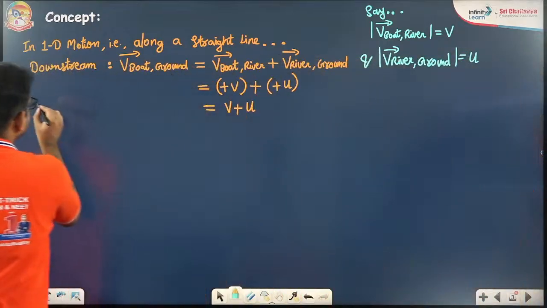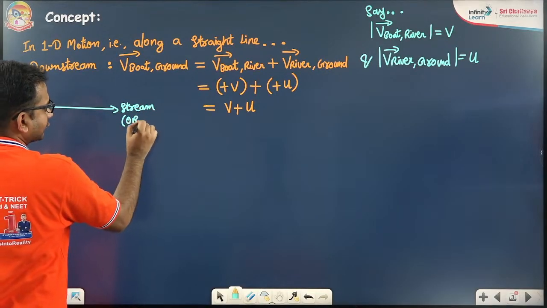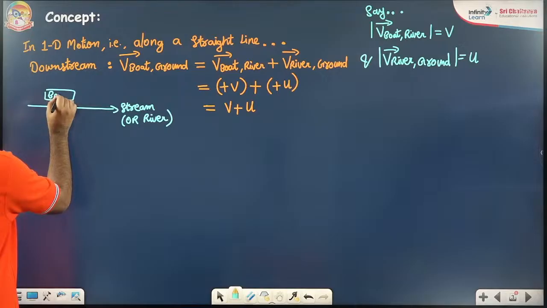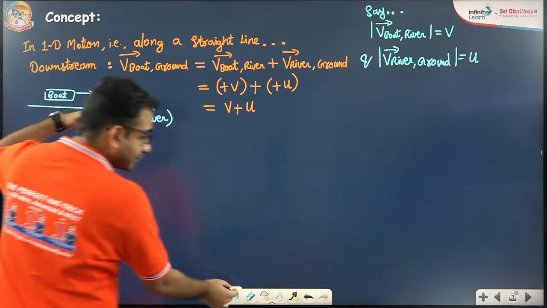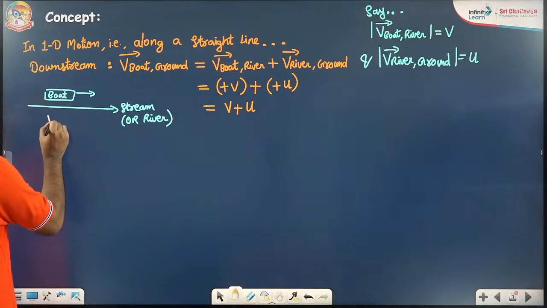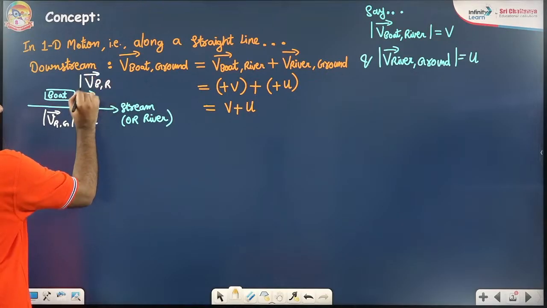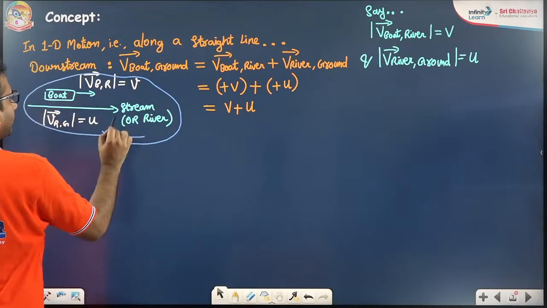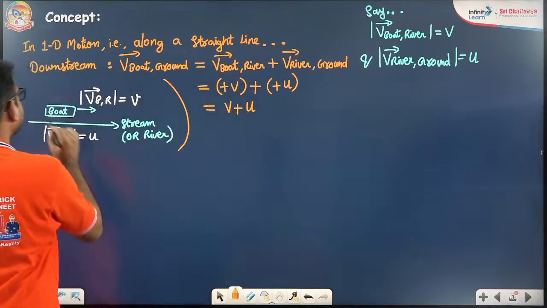Downstream actually means that the stream or river is moving in this direction, and the boat or swimmer is also moving in this direction. So with what velocity the stream or river is moving, velocity of river with respect to ground, its magnitude is basically u, and velocity of boat inside the river, its velocity is v. This is the downstream case.